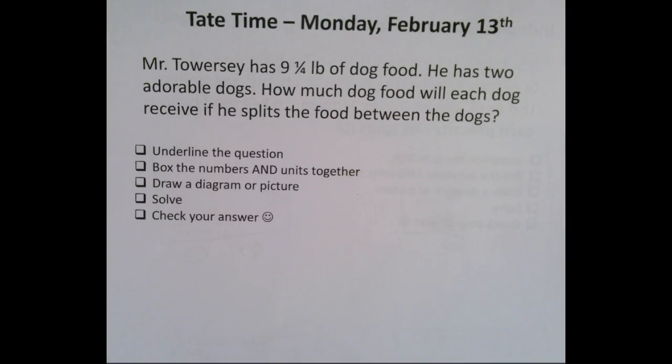He has 9 1/4 pounds of dog food, and he wants to split it between those dogs. So the question is, how much dog food will each dog receive if he splits the food between the dogs?